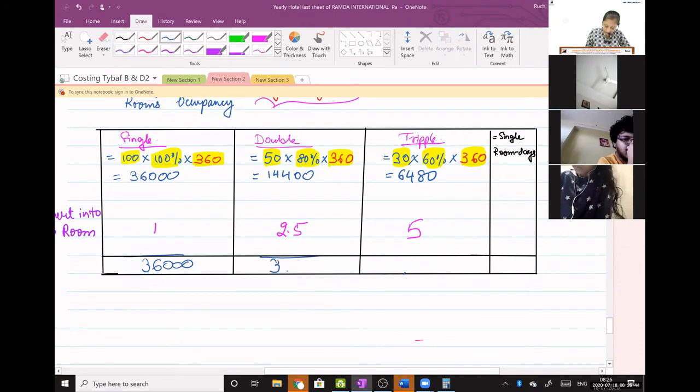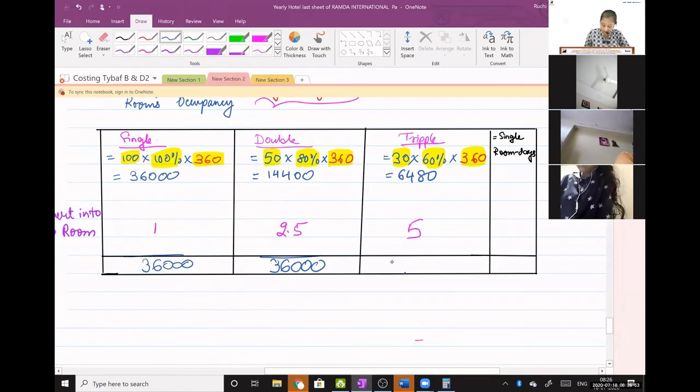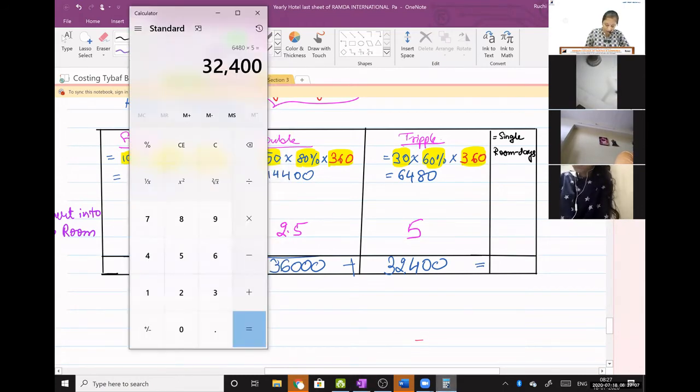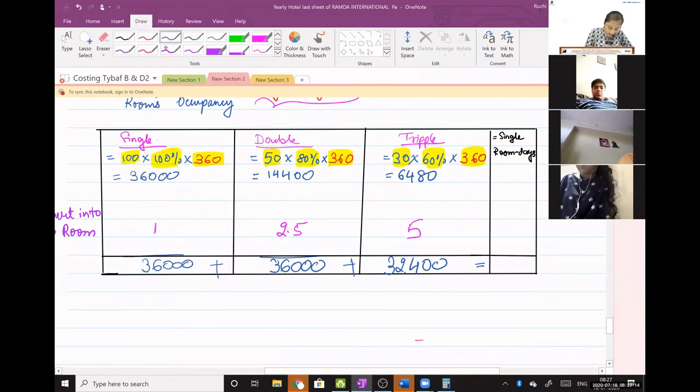36,000. Next, 6,480 into 5, 32,400. Then take the grand total of it. Add it. 32,400 plus 36,000 plus 36,000. So it is 1,04,400. So my yearly answer is 1,04,400.